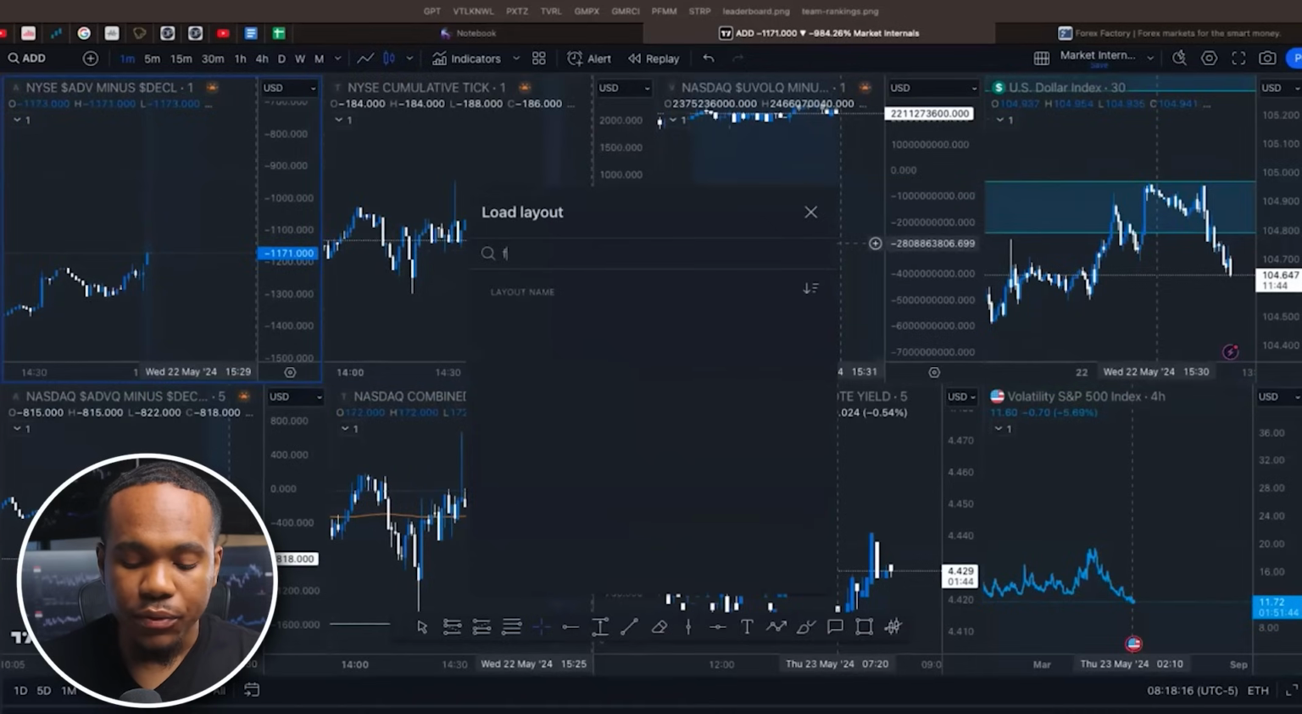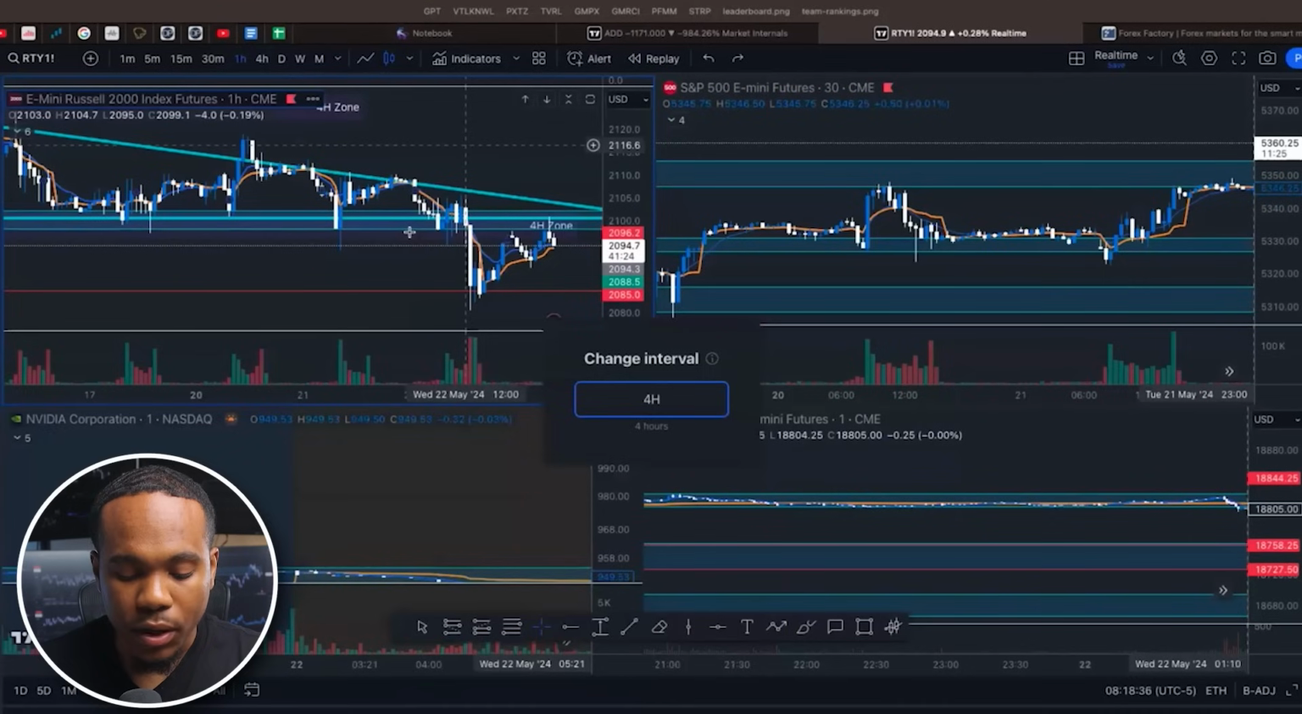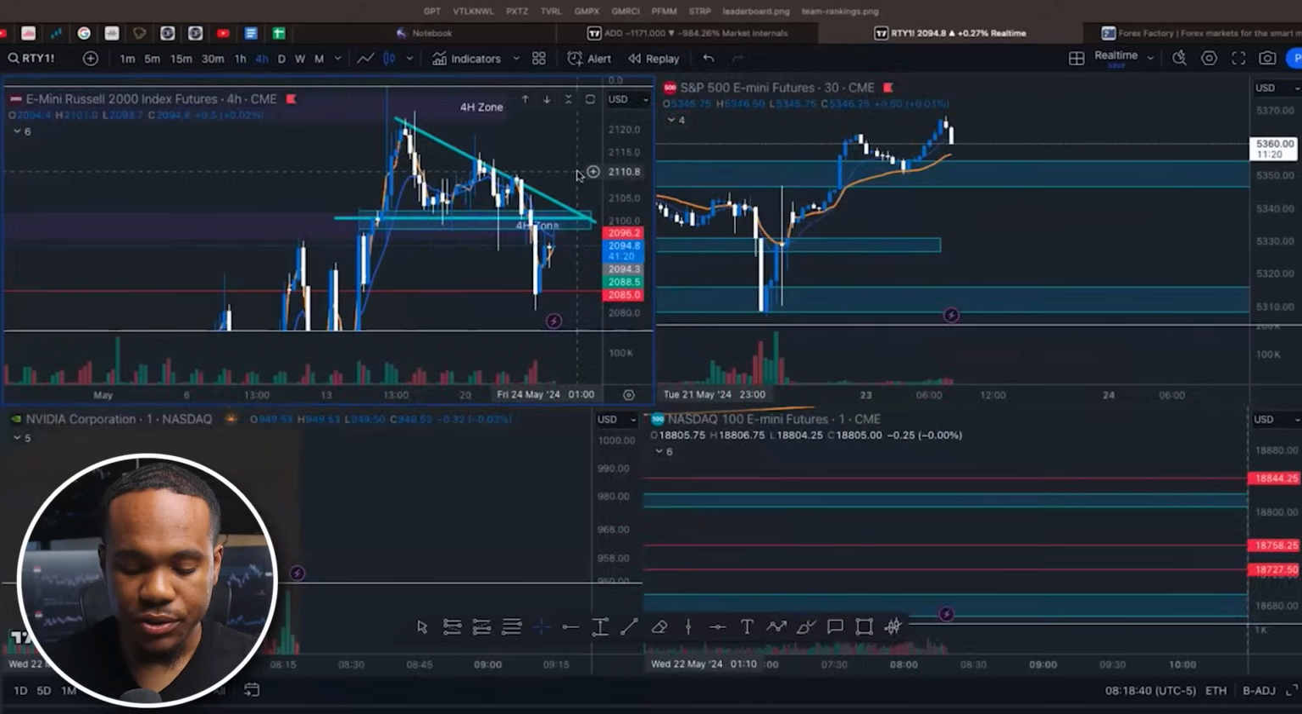I have Forex Factory over here, and I actually use something called Trade the News so that I can hear the report as it's being printed versus me having to read it. This helps me with making quick decisions, okay?